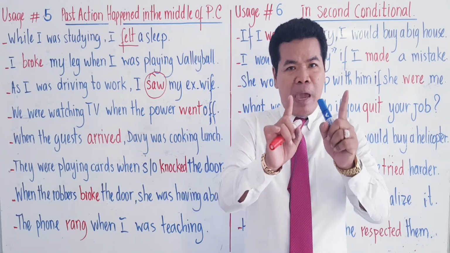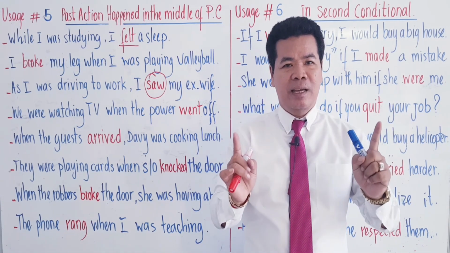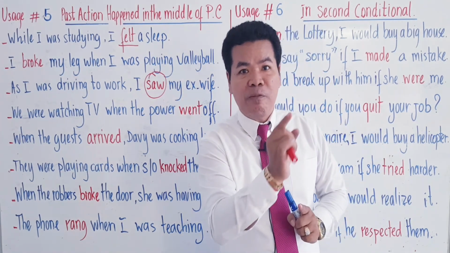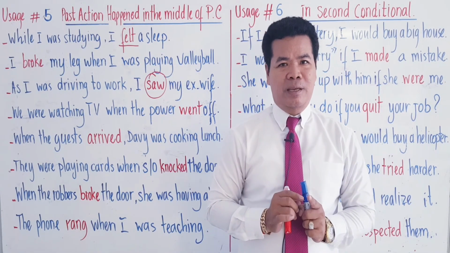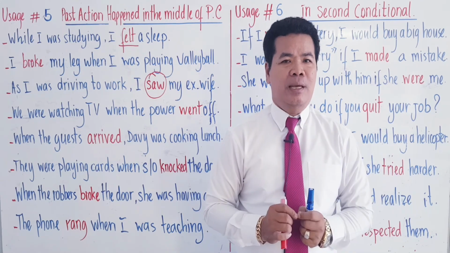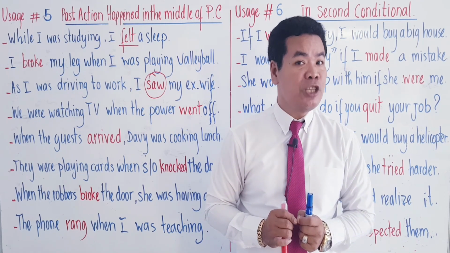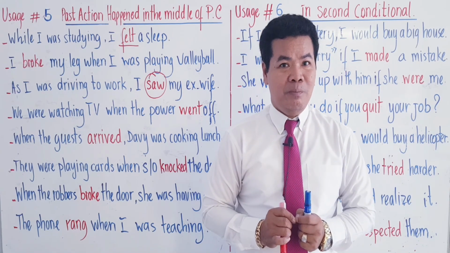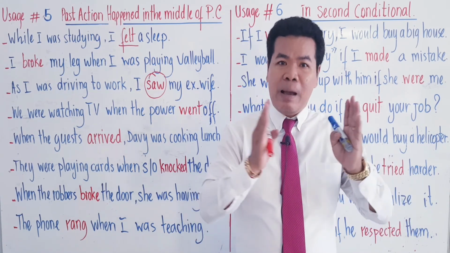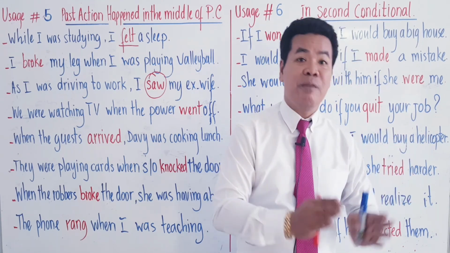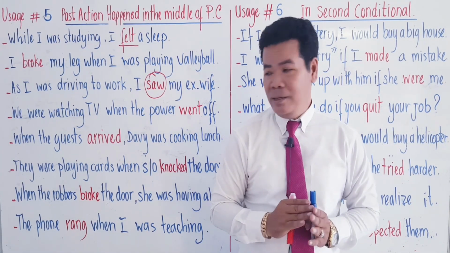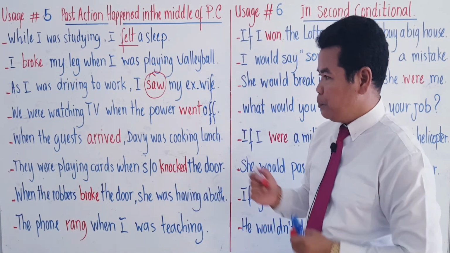But if we compare the two actions together, past simple happened in the middle of the past continuous, or interrupted the past continuous. Alright? But both of them happened already in the past and finished already in the past. Understand? Let's go to the next one.